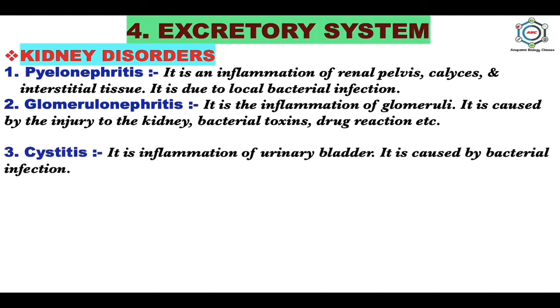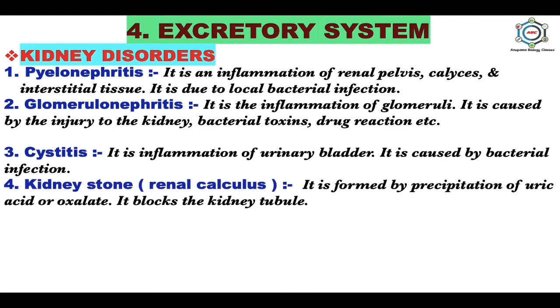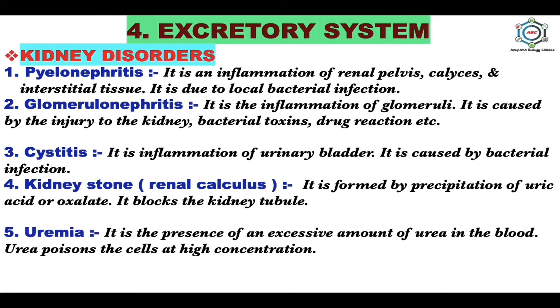Now cystitis. It is the inflammation of the urinary bladder, which is caused by bacterial infection, and the symptoms of the disease are frequent and painful urination with a burning sensation, which does not occur in the case of pyelonephritis. Now the kidney stone, that is renal calculus. It is formed by the precipitation of uric acid or oxalate. It blocks the kidney tubules. So it causes severe pain in the back, spreading down to the thighs, and surgery is required to remove the stone.